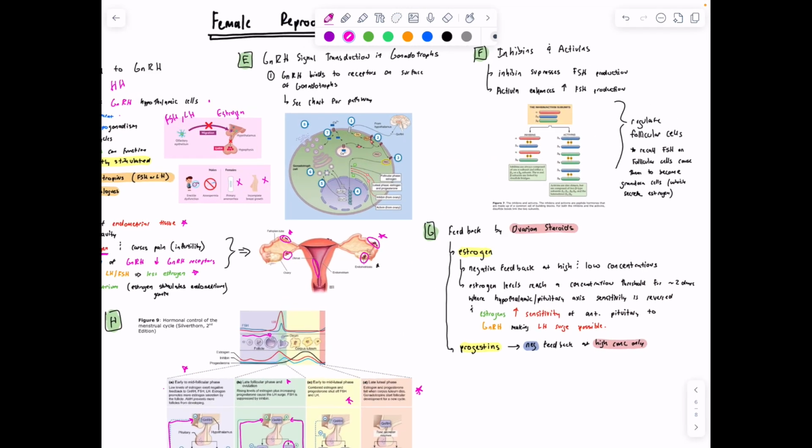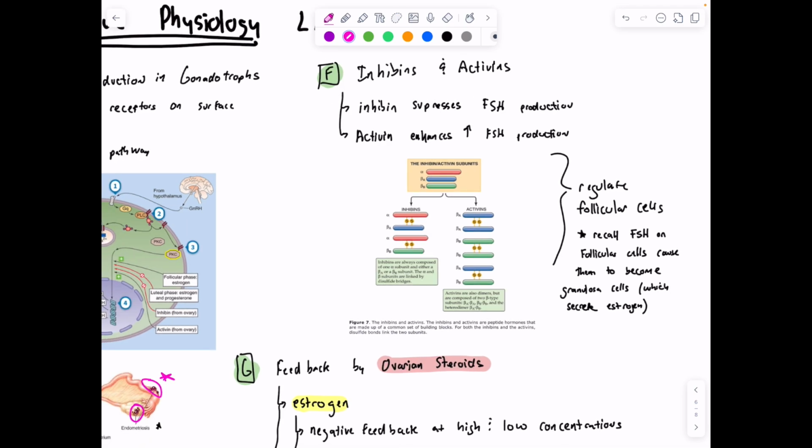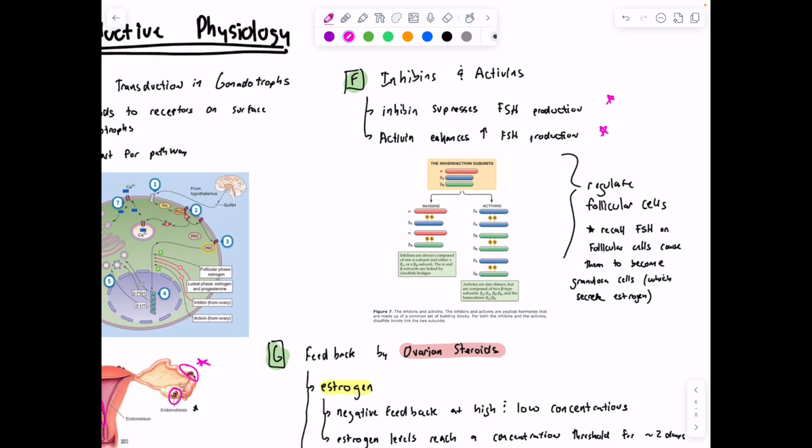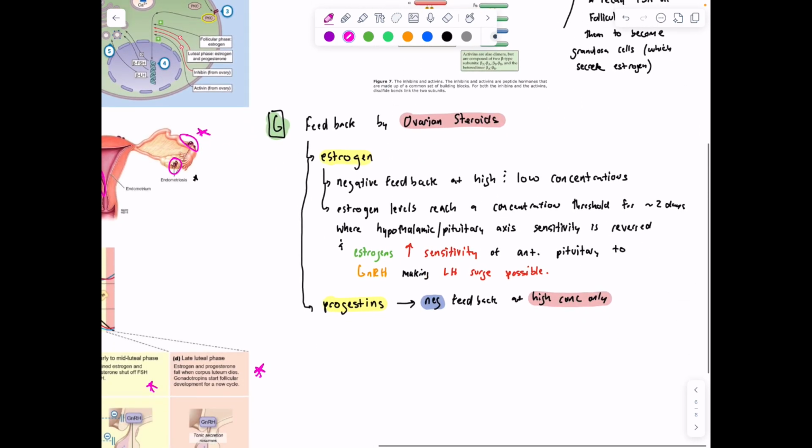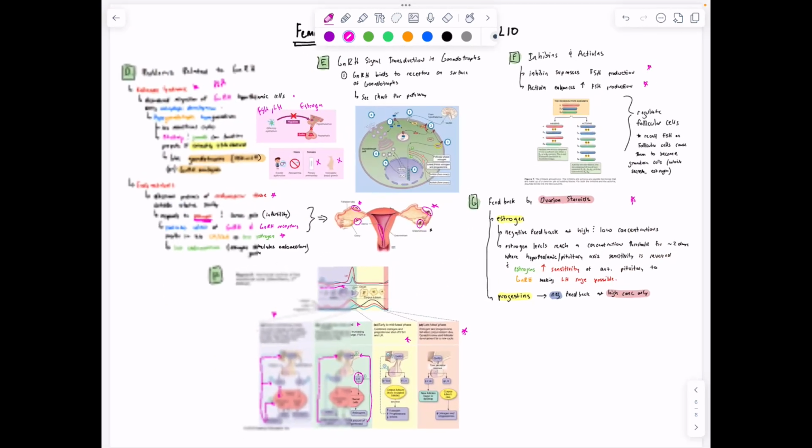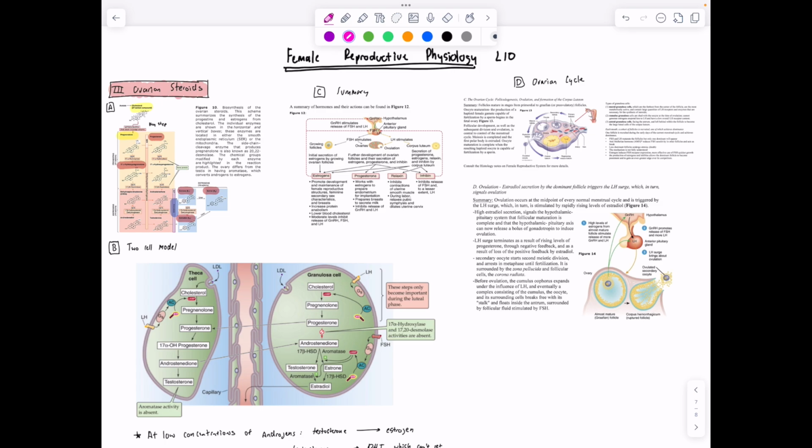All right, so activins and inhibins. Inhibins suppress FSH production. Activin enhances it. Not too much to know there. Feedback, we already talked about this. So I think we're good. All right, creation of steroids. We went over this. 2-cell model, we went over that. Summary of the hormones and the functions.